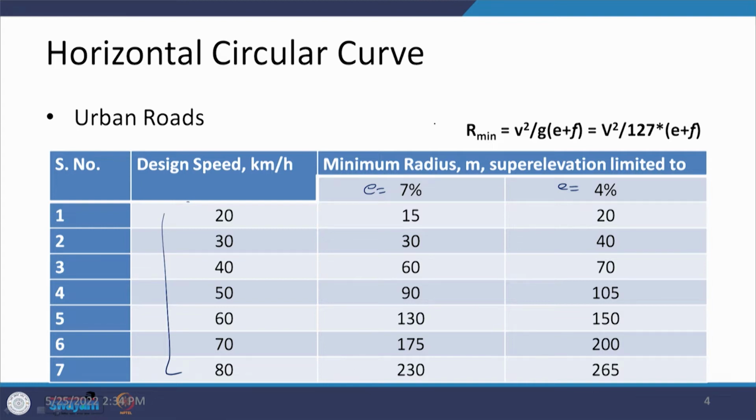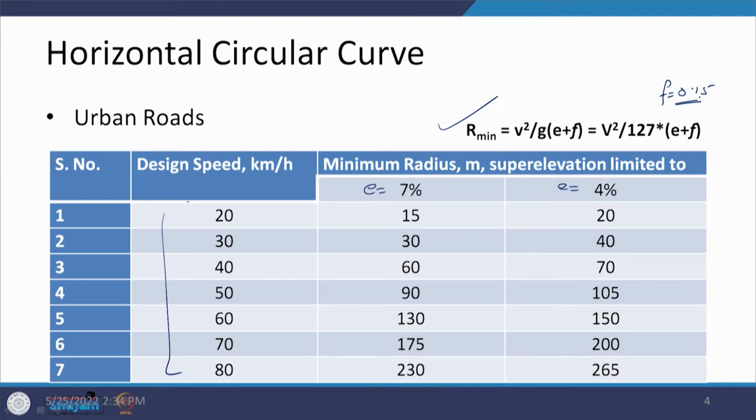Now, the equation remains the same, which is R minimum equals small v square divided by g into E plus f, where small v is in meters per second, or it is V square divided by 127 into E plus f, where this capital V is in kilometers per hour. And as we have discussed previously, the value of f is a constant value being considered as per Indian Roads Congress, and that is 0.15.